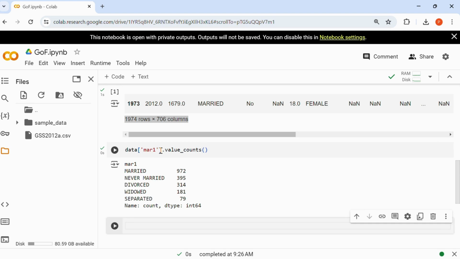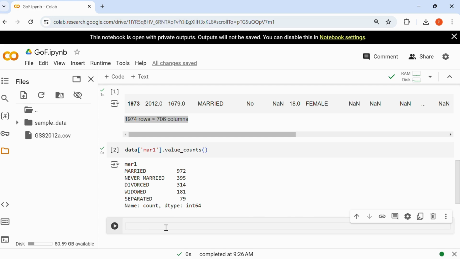I will get my value counts, which will give me the options and how many times these options are occurring in the data. So married is occurring 972 times. Never married is occurring 395 times.